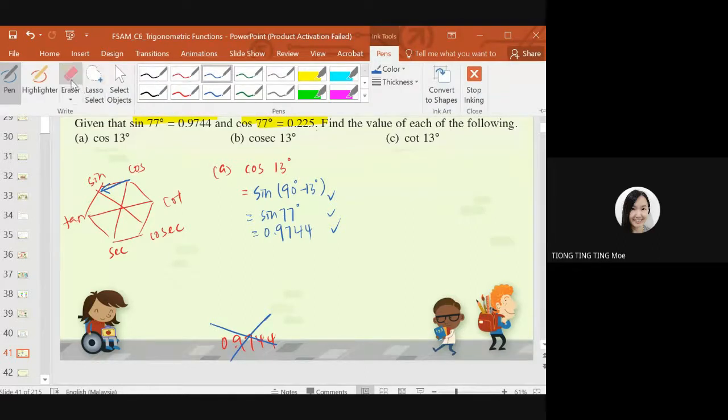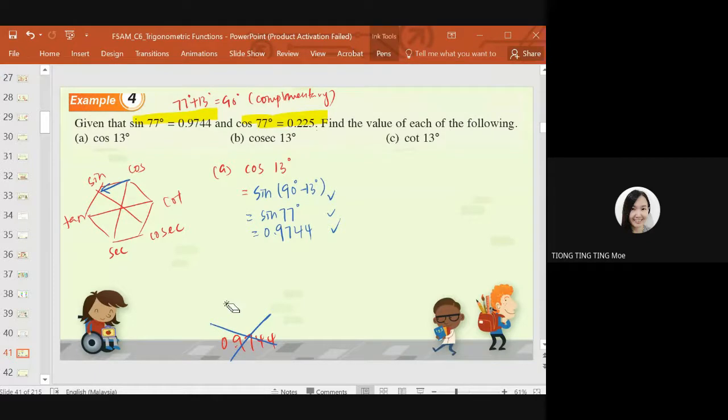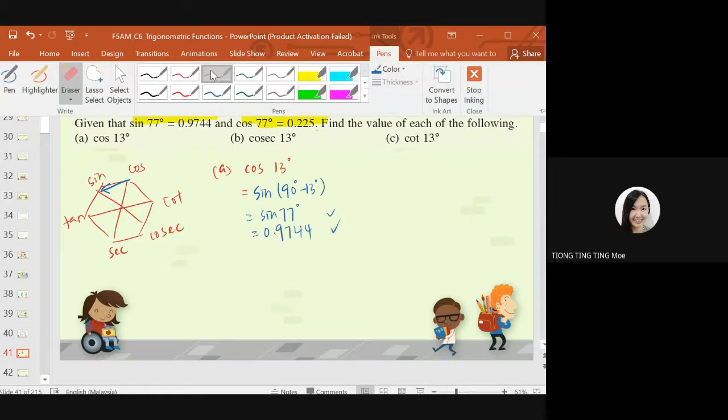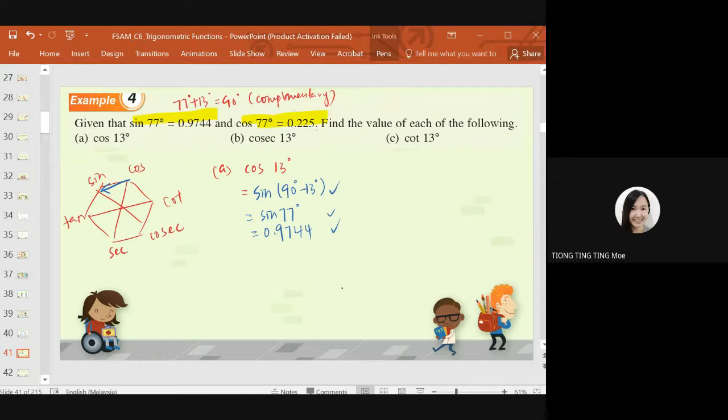Yeah, must show the step. At least you show this step. This step, the one I tick. If this step is not shown, no marks. Sorry. Normally I will show 3 steps. 1, 2, 3. Okay, first and second and third. See, you just draw the hexagon. Although the hexagon has no math, the hexagon can help us get the correct answer. Okay, so the hexagon is very useful.